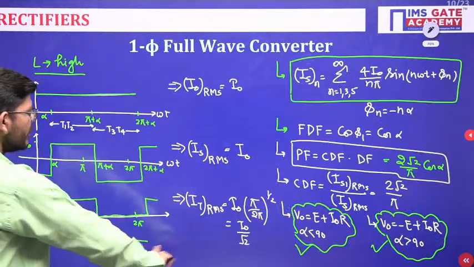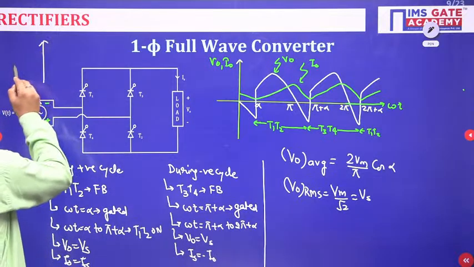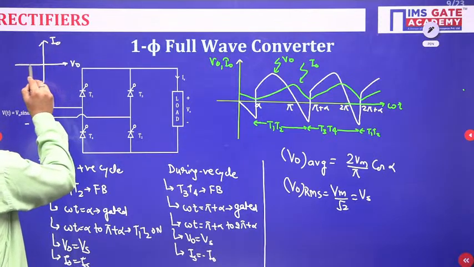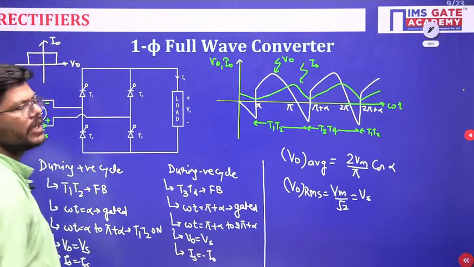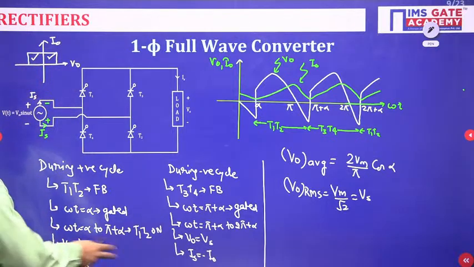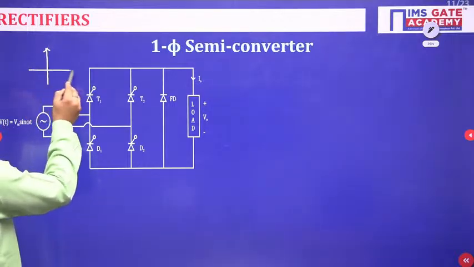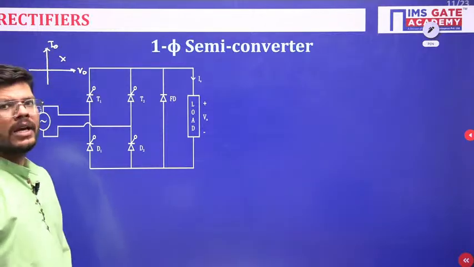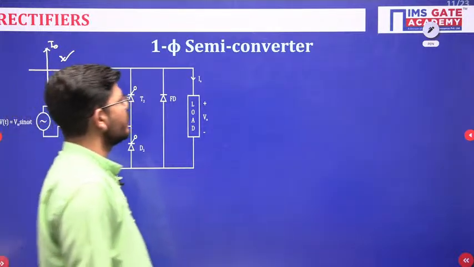So why are they called semi converters, and why are the others called full wave converters? Just see here, if we talk about the output voltage and current, there are two possible polarities of output voltage that we can get, but the output current has only one polarity. So here we are getting a two quadrant operation, isn't it? But here only one quadrant operation will be there. We will have only first quadrant operation, no negative output voltage. So they are called semi converters.